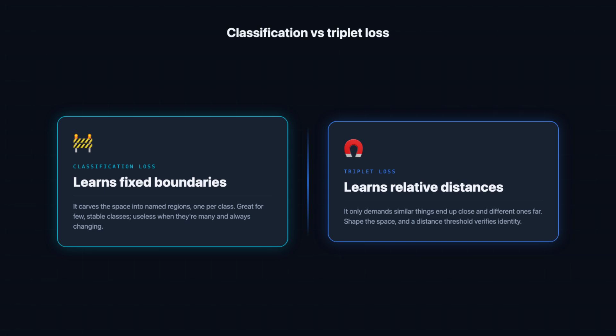Triplet loss throws out absolute labels and learns relative distances instead. Its only demand is that similar things end up close together and different things end up far apart. It never has to name anyone. Shape the geometry of the space that way, and afterward a simple distance threshold is enough to verify whether 2 faces belong to the same person.